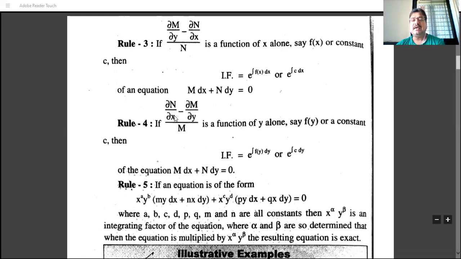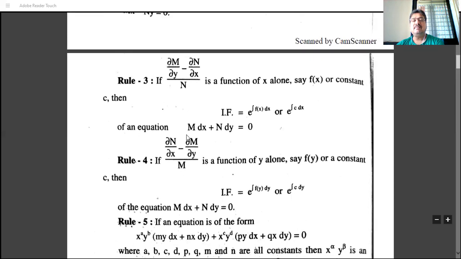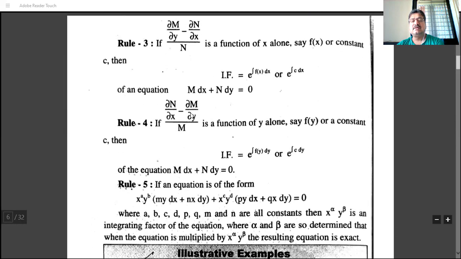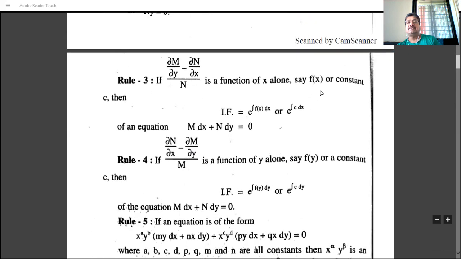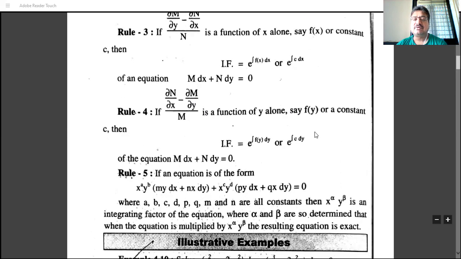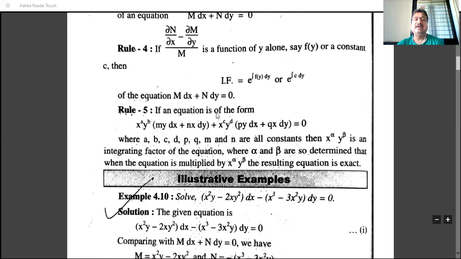It's either a function of y alone, it is not a function of x. Then the integrating factor is e raised to the integral of f(y) dy, or e raised to the integral of c dy, if the value of this quantity is a constant c, of the equation m dx plus n dy is equal to 0. So these two rules are comparatively the same, but in the case of the first, divided by n is a function of x alone, and here divided by m is a function of y alone. So if this quantity is a function of y alone, or this quantity is a function of x alone, then e raised to the integral of f(x) dx or e raised to the integral of f(y) dy is the integrating factor.